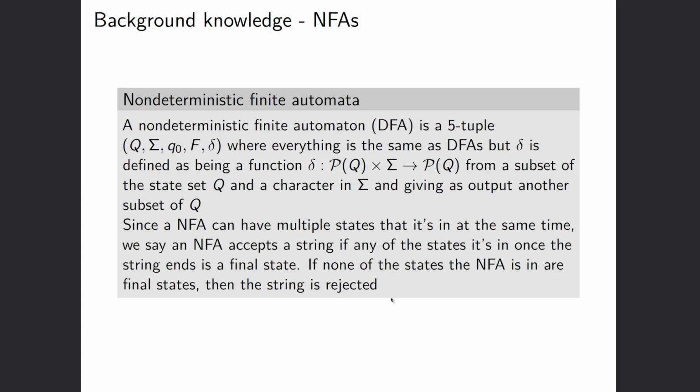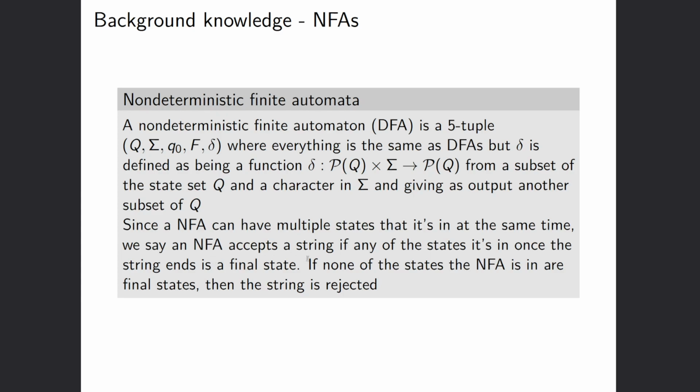Now let's talk about NFAs. A non-deterministic finite automaton, this should say NFA, not DFA, is a 5-tuple, very similar to a DFA, where everything is the same, but delta, instead of being defined as a function from Q and sigma to Q, is defined over the power set of Q. So instead of going from one state and a character to another state, we're going from a subset of states and a character to another subset of states. So an NFA can be in multiple states at the same time.